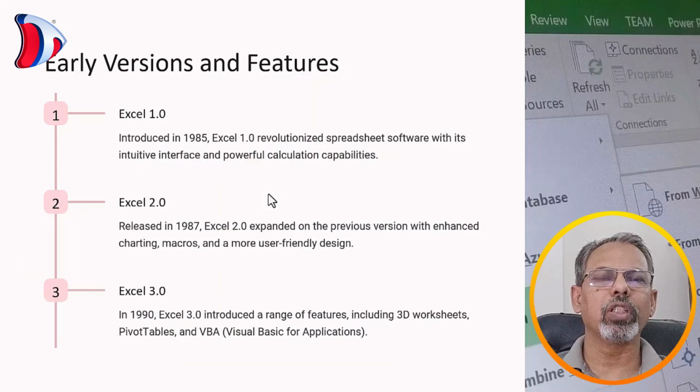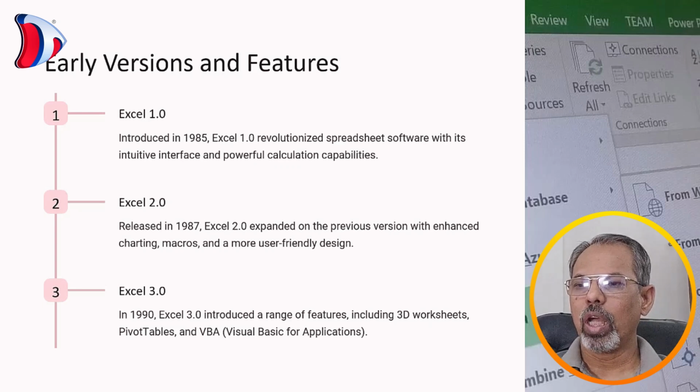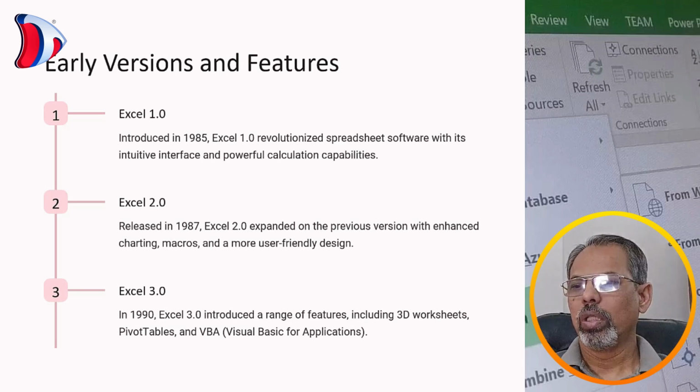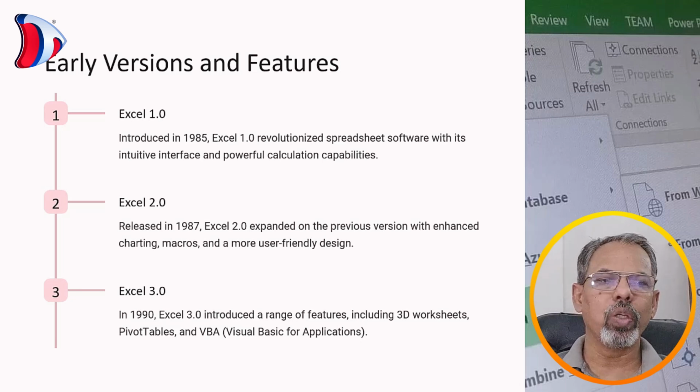So the earlier versions and features of Excel included Excel 1.0 introduced in 1985. Excel 1.0 revolutionized spreadsheet software with its intuitive interface and powerful calculation capabilities. Then came Excel 2.0. This was introduced in 1987. Excel 2.0 expanded on the previous version with enhanced charting, macros, and more user-friendly designs. Further, in the 1990s, Excel 3.0 introduced a range of features including 3D worksheets, pivot tables, and VBA, that is Visual Basic for Applications.